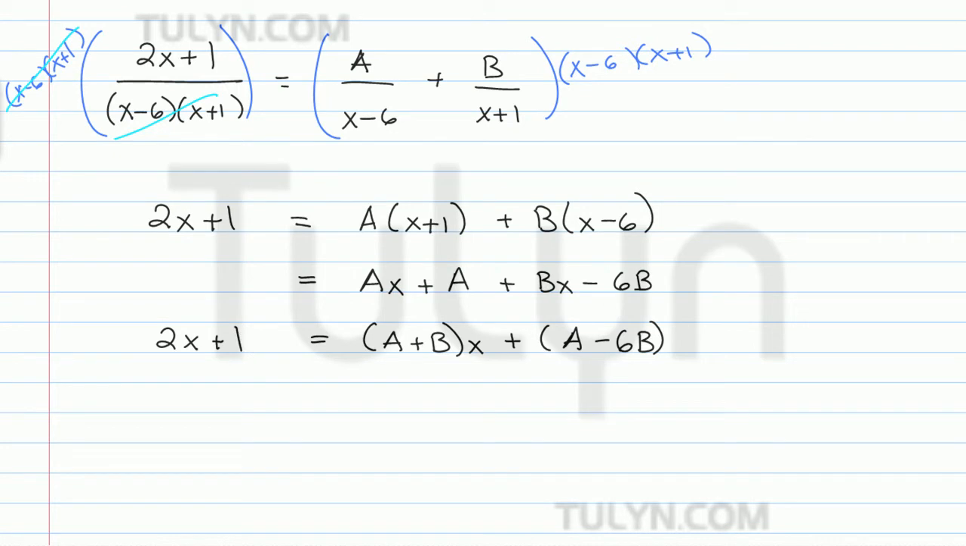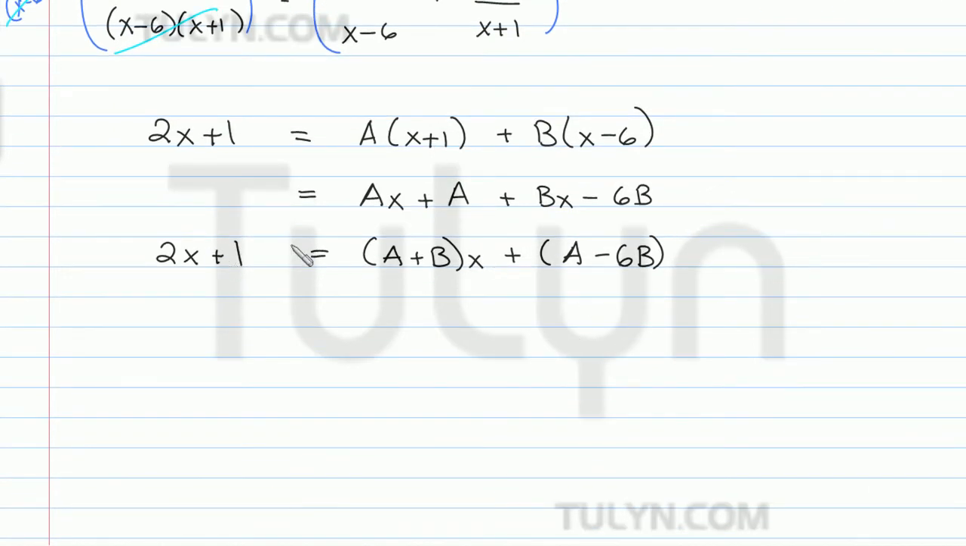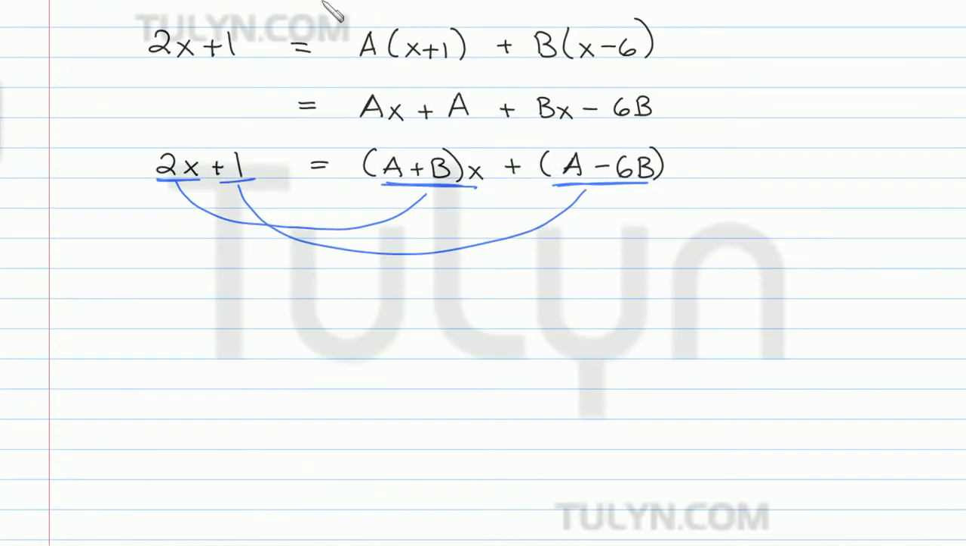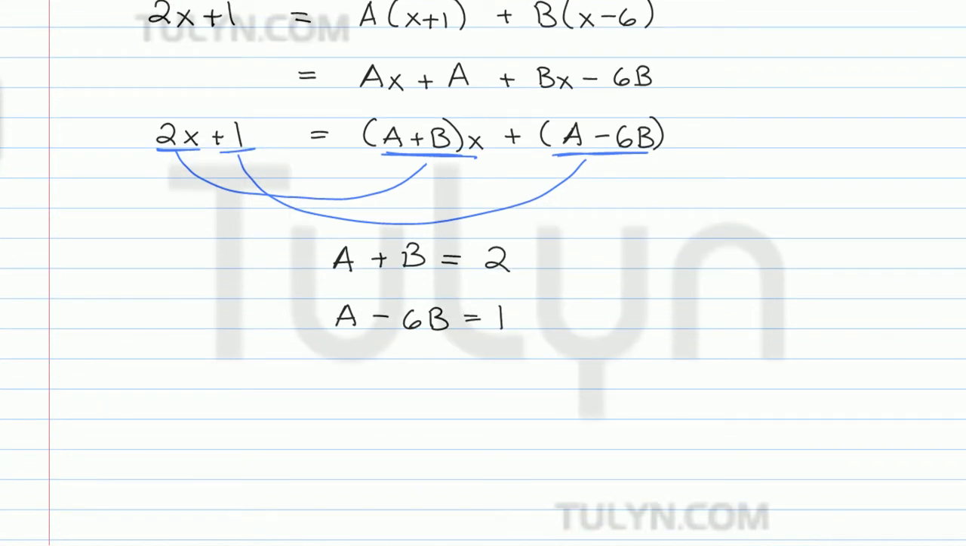Since these two expressions have to be equal, we can reason that the coefficient for the x term on the left has to be equal to the coefficient for the x term on the right. And similarly, the constant term on the left has to be equal to the constant term on the right. So what we have is A plus B has to be equal to 2, and A minus 6B has to be equal to 1. So now this looks like a system of equations in two variables, right?